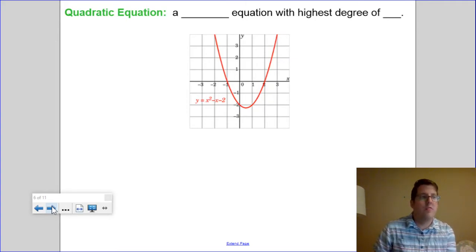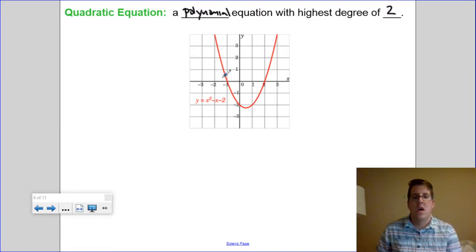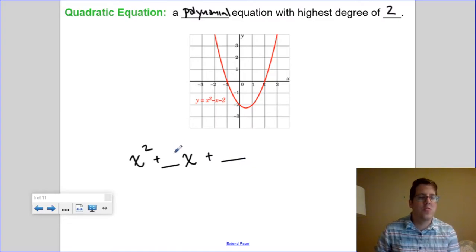So hopefully you recall from Algebra 1 that a quadratic equation is a polynomial with a highest degree of 2. Recall that the equation has to have some sort of x squared in it, but it may have a certain number of x's or a certain number of constant terms, but those could be 0. So something like x squared plus 3x plus 2 counts, but so does x squared minus 1.